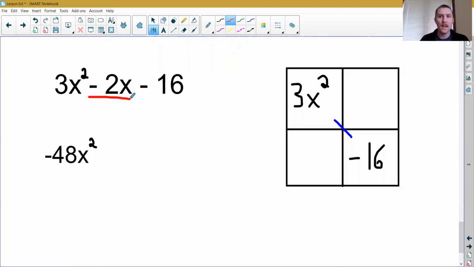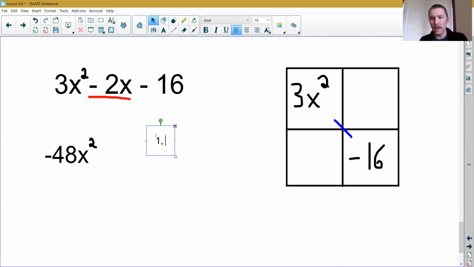Well, here's what I know. I know the bigger number is going to be negative, right? Because I need a positive and a negative here to make a negative when I multiply. Positive times a negative. And I need the bigger one to be negative so that it matches this symbol right here. So, okay, what could multiply together to make 48?